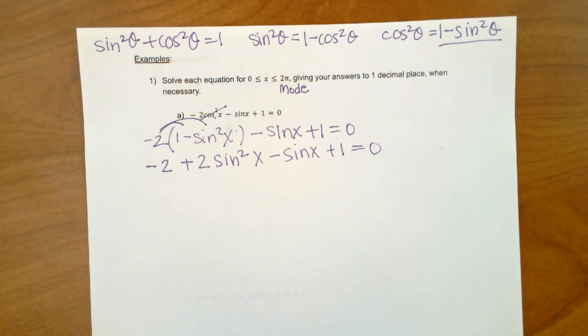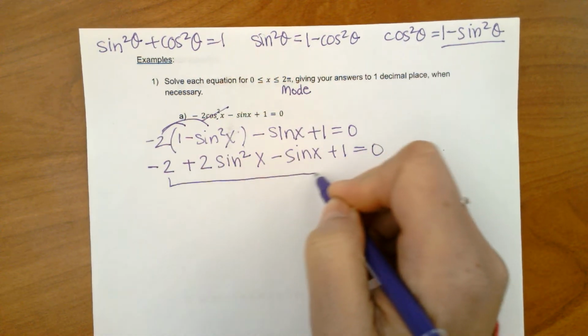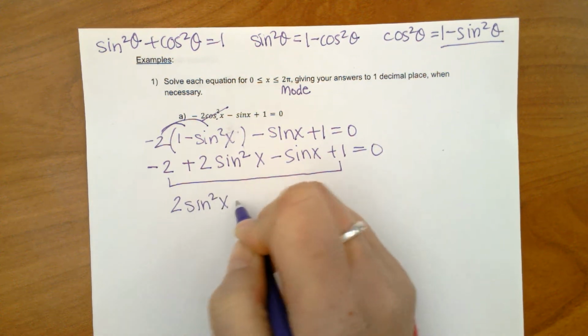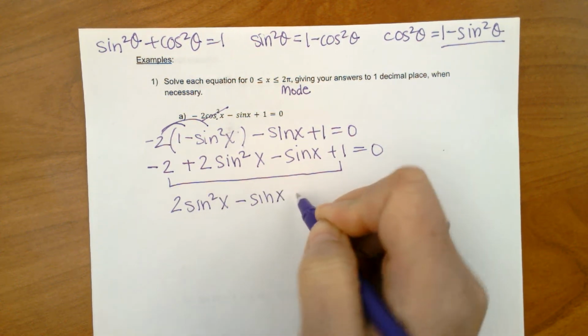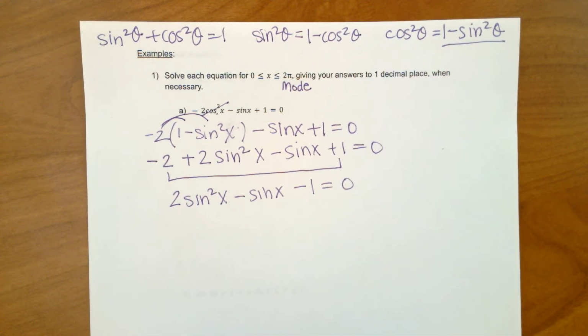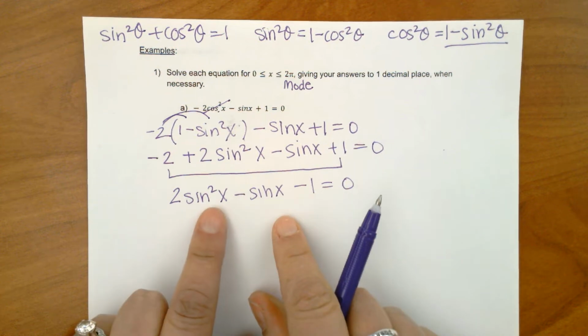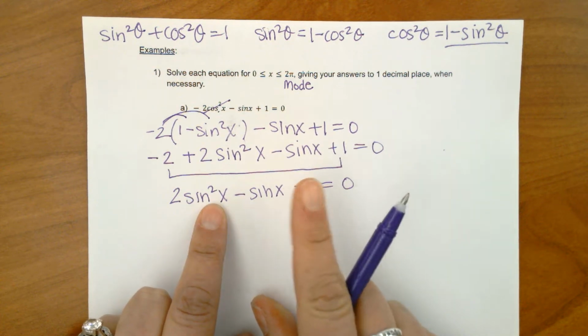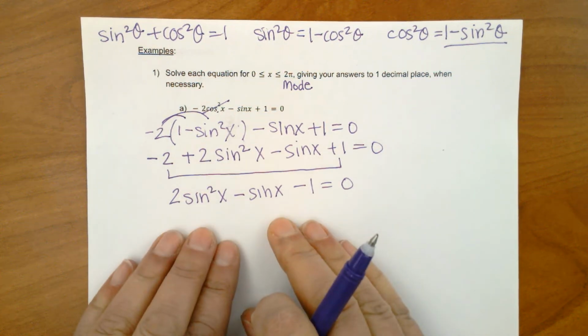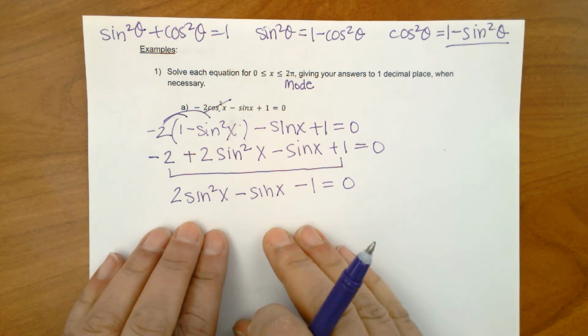Let's combine some like terms. Negative 2 and 1 can be combined. So now I'm at 2 sine squared x minus sine x minus 1 equals 0. For this part, I'm hoping you're noticing that we have a square term, we have an x, and then we have a term without it. This is going to remind you of factoring quadratics.